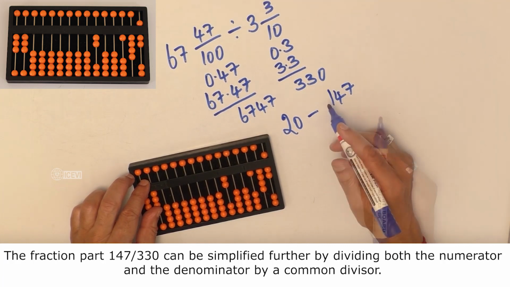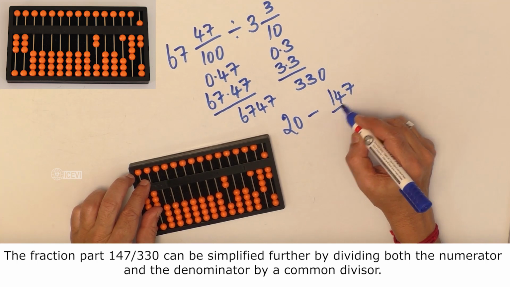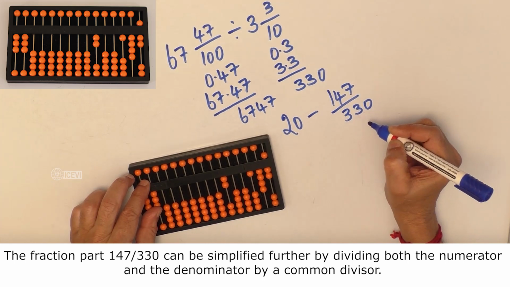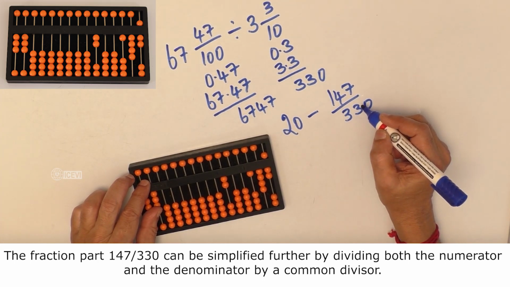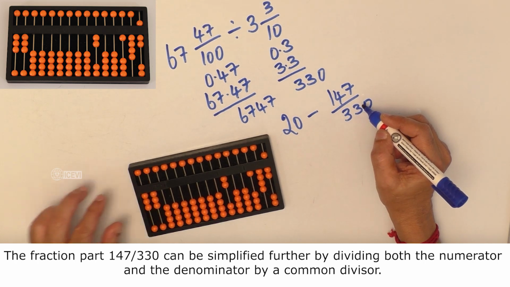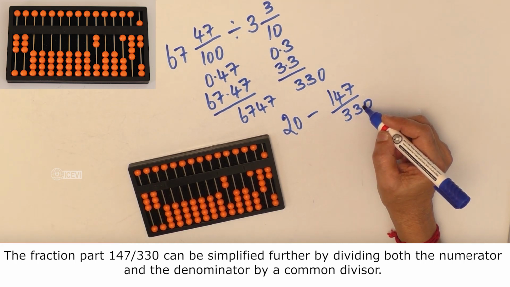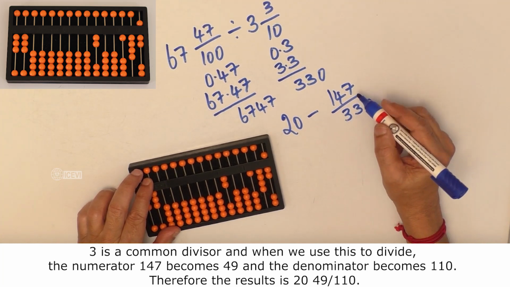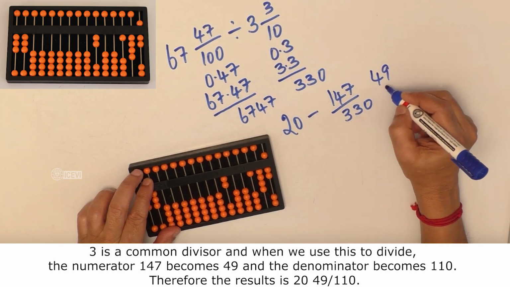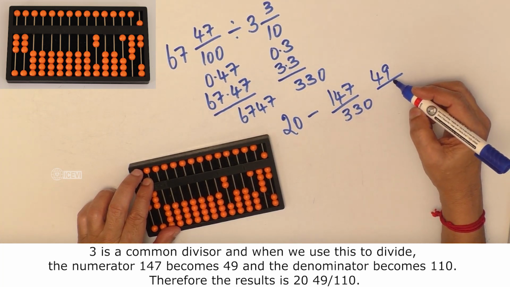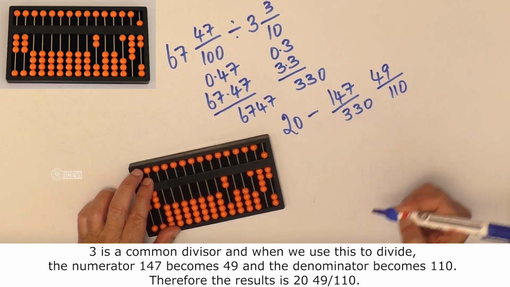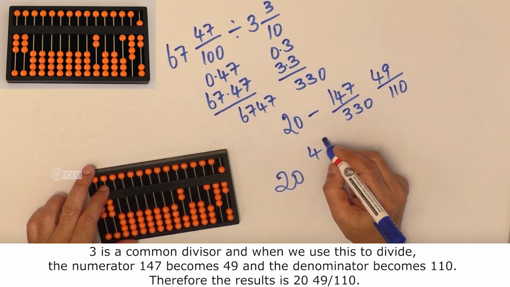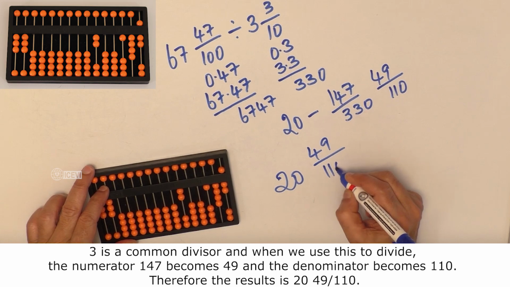The fraction part 147/330 can be simplified further by dividing both the numerator and the denominator by a common divisor. 3 is a common divisor, and when we use this to divide, the numerator becomes 49 and the denominator becomes 110. Therefore, the result is 20 49/110.